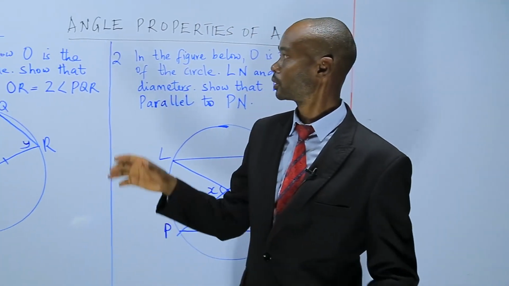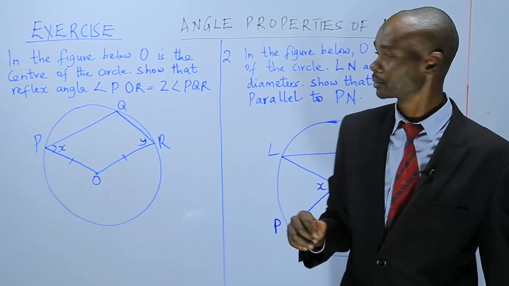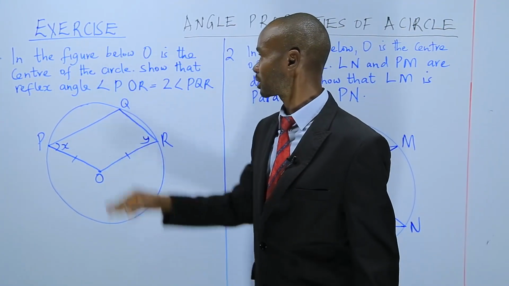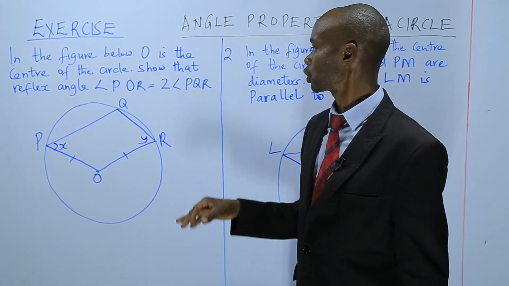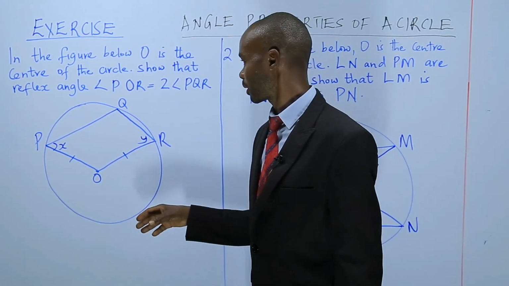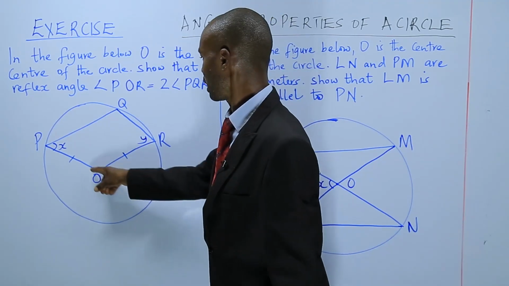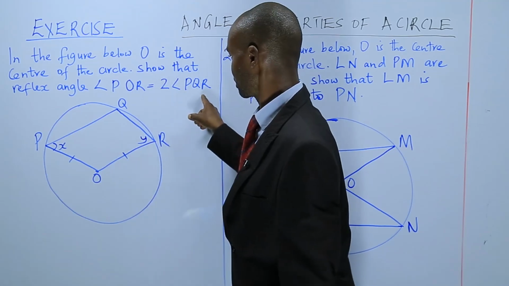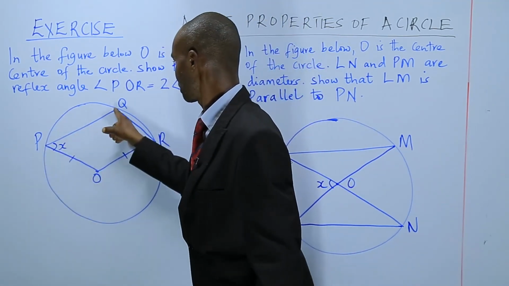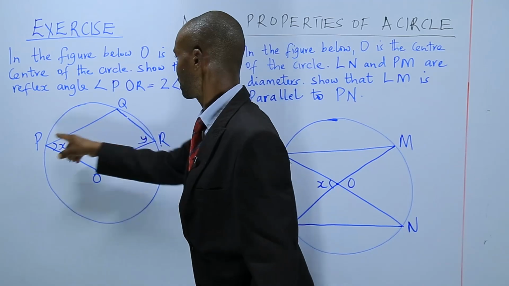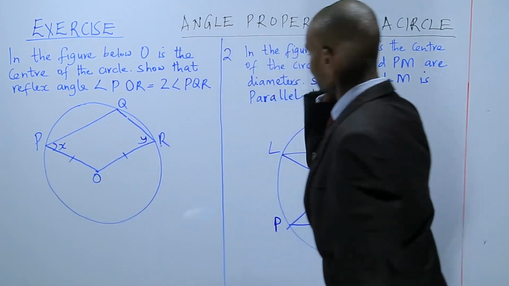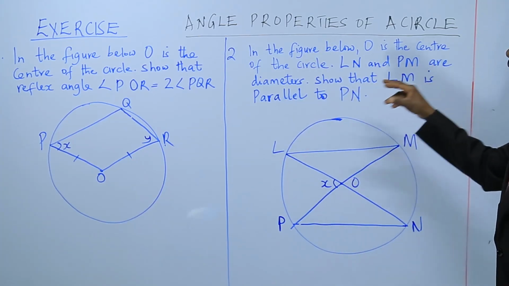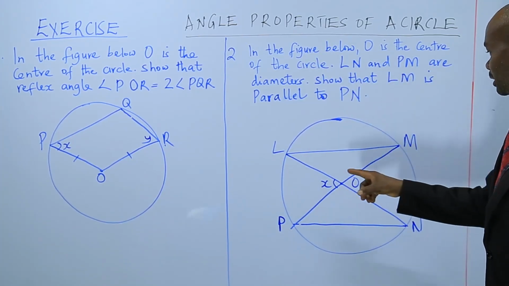So the assignments, we have number 1. We are told in the figure below, O is the center of the circle. Show that the reflex angle POR is equal to twice PQR.